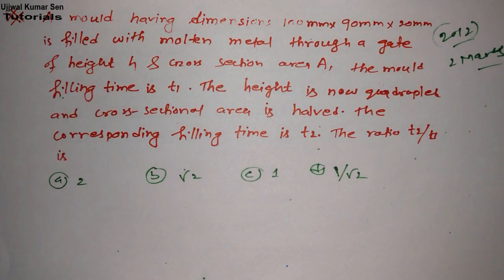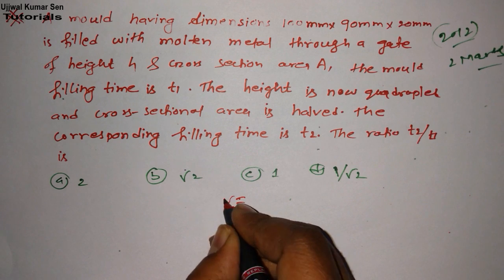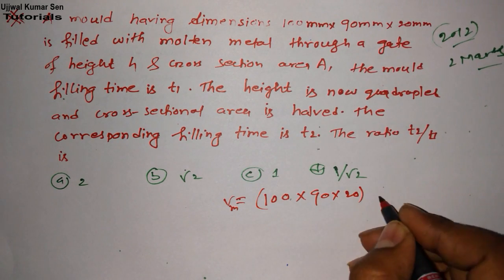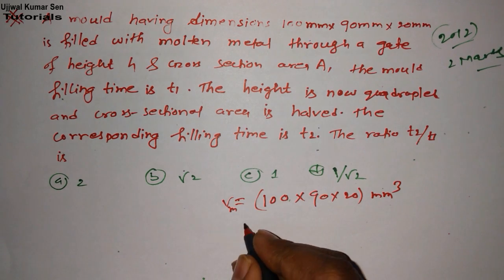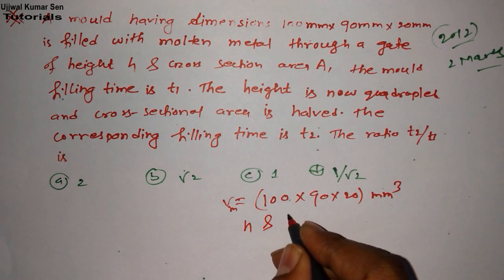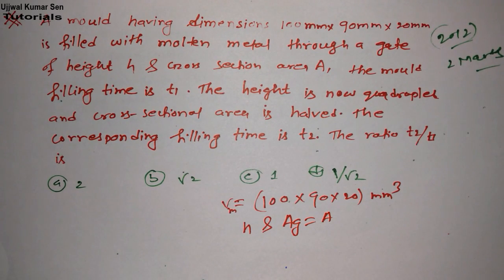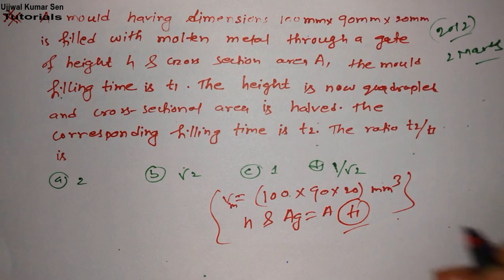A mold having dimensions of 100 mm, 90 mm and 20 mm. So let's write the volume of the mold, V_M, is equal to 100 into 90 into 20, and of course its unit would be millimeter cube. It is filled with molten metal through a gate of height H and cross-sectional area A_G equal to A. The mold fill time is T1. So this is the case, and it is taking time T1.